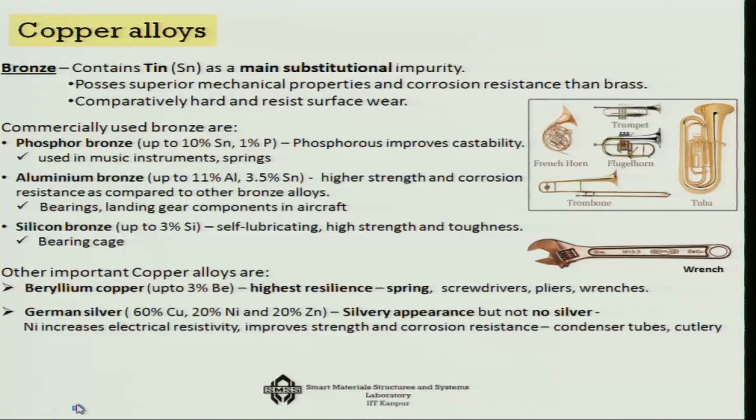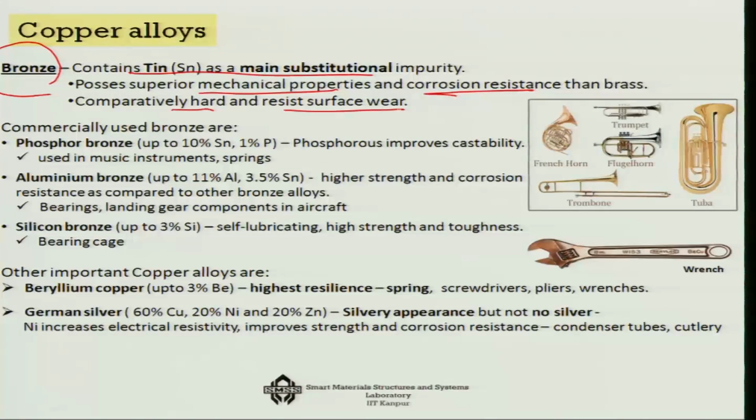There is of course a very important variation of copper alloy, which is bronze. An entire part of the civilization is bronze. We categorize it as the Bronze Age, right. And in it, instead of zinc, tin is the main substitutional impurity. Now, this also gives better mechanical property as well as better corrosion resistance than brass, but it is comparatively hard and it resists the surface wear.